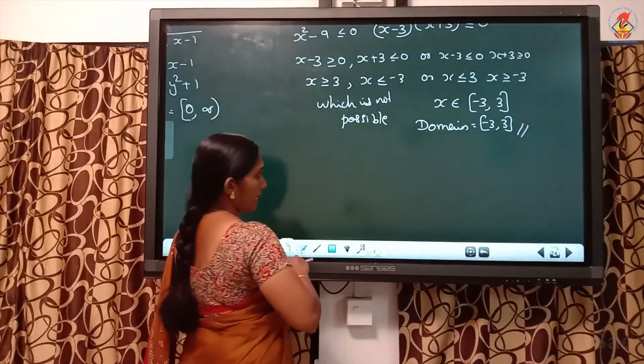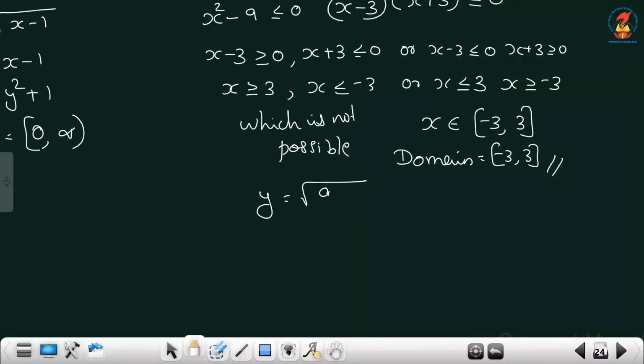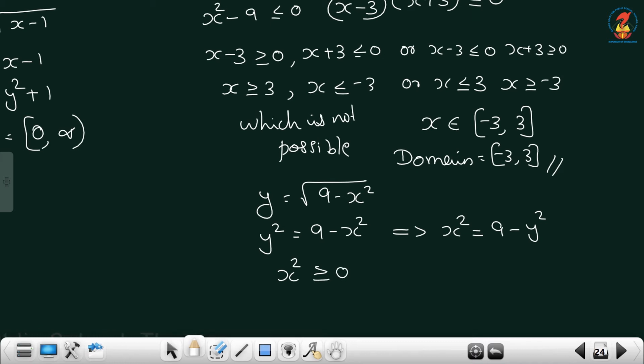So for finding the range, put y is equal to root of 9 minus x square. Then square it: y square equals 9 minus x square. After that, take x square to this side and y square to the right side: x square equals 9 minus y square. X square is always greater than or equal to 0, so we can write 9 minus y square is also greater than or equal to 0, or 9 is greater than or equal to y square, or y square is less than or equal to 9.